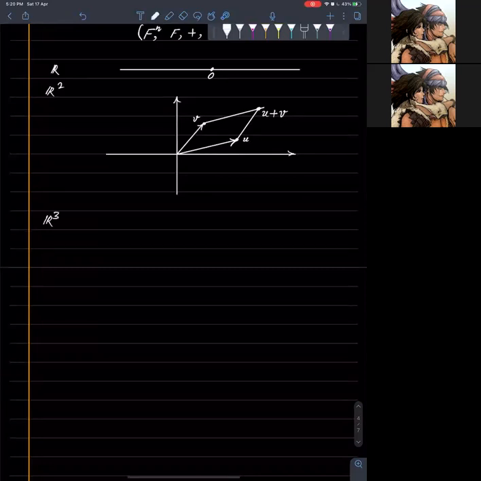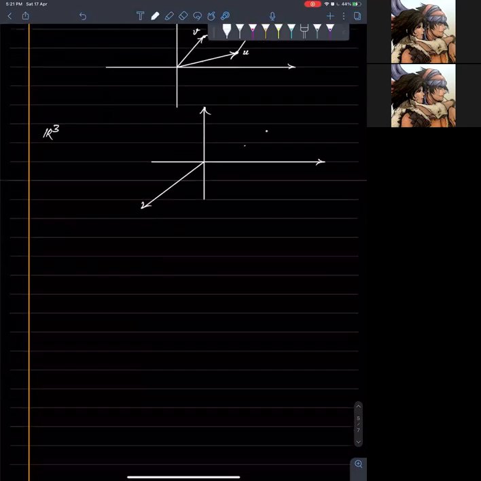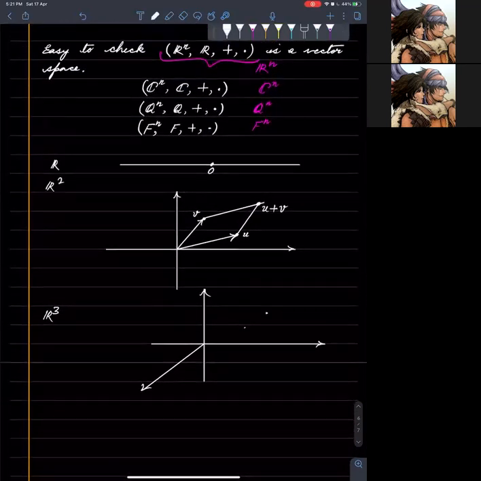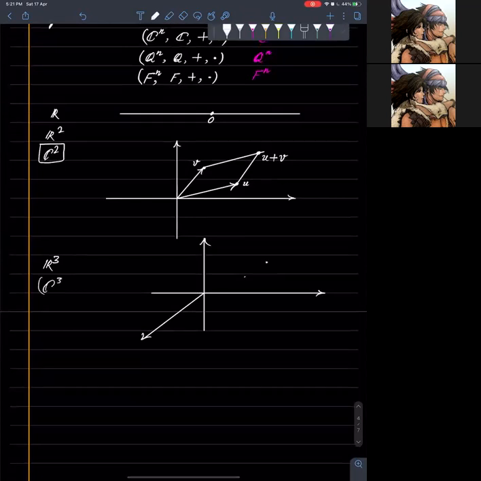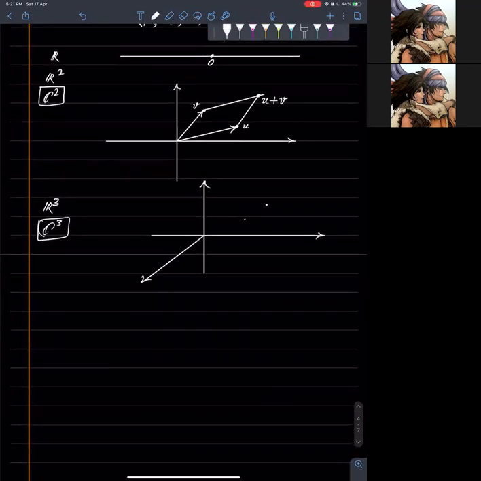R3 is just your usual high school picture of 3D space. Any point here is a vector, and we add them just like we added them in high school. That's the definition of coordinate-wise addition. Okay. It's difficult to visualize C2, for instance. There's a good reason why we can't visualize it. It's a quote-unquote four-dimensional object. This, of course, is then even harder to visualize. But conceptually, these objects are completely fine.